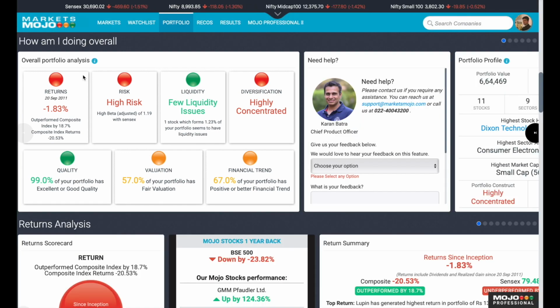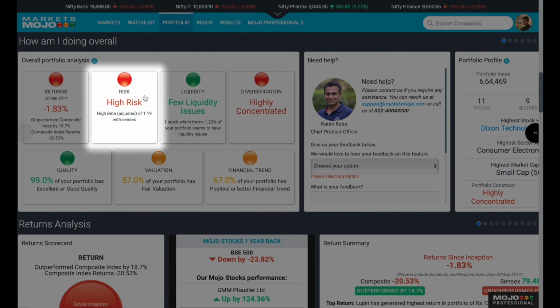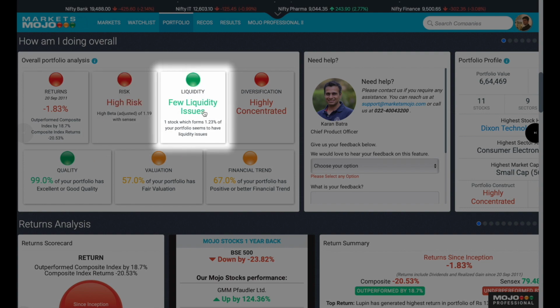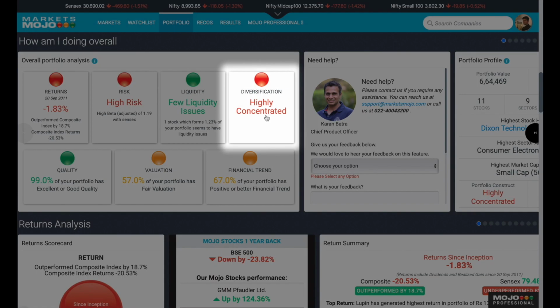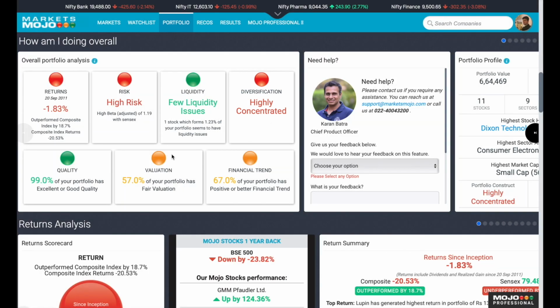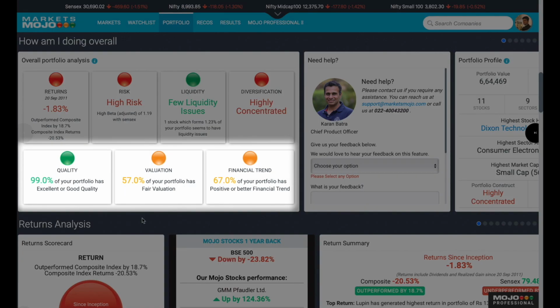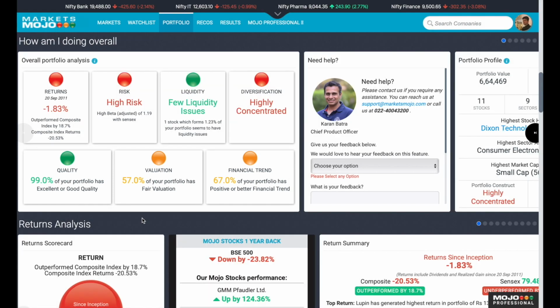As you can see, the portfolio carries a high risk. There aren't any liquidity issues, but oh wait, it looks highly concentrated. We have also analyzed your portfolio across the 3 Mojo dots, that is quality, valuation, and the financial trend.